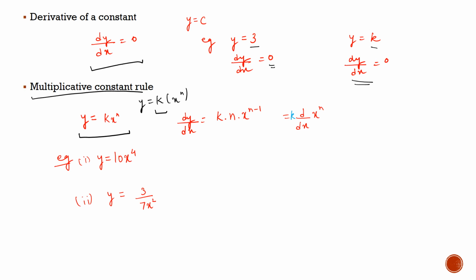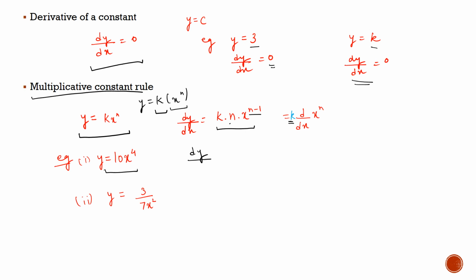So if we have any constant multiplied with x, it will stay as such, and we will be differentiating x to the power n. And how to differentiate x to the power n? It's again n into x to the power n minus 1. So whenever we have any constant multiplied with x, then the constant comes as it is. Here we have y equals 10 x to the power 4.